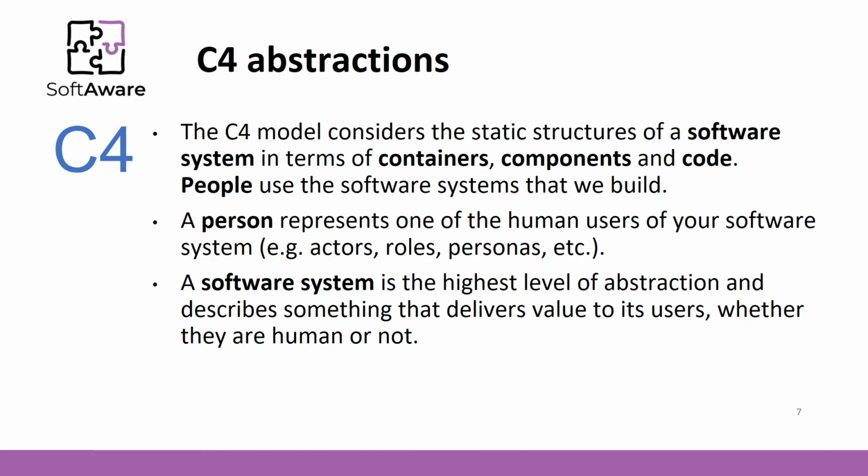The C4 model consists of several abstractions. It considers the static structures of a software system in terms of containers, components, and code. And don't forget that people use the software system that we built. A person represents one of the human users of your software system, for example, actors, roles, and so on. Also, a software system is the highest level of abstraction and describes something that delivers value to its users, whether they are humans or not.